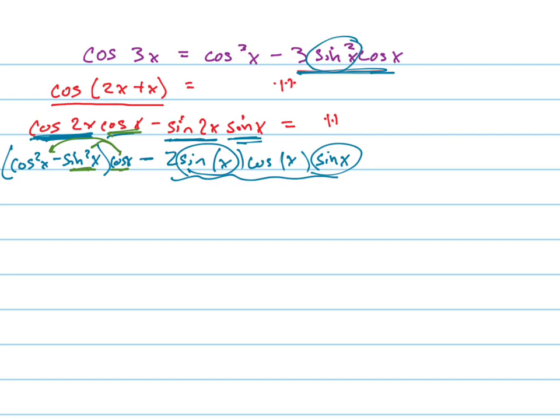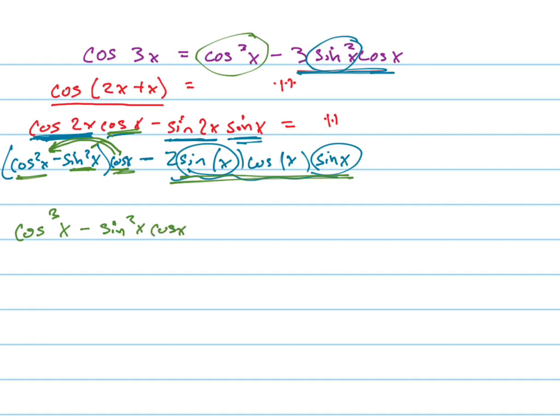I'm going to get negative sine squared x cosine x. And I already had negative 2 of them right here. So again, I'll just show you that as I do it. So multiply this by the cosine, and what am I going to get? What's cosine x times cosine squared x? Cosine cubed x. Hey, that's what I wanted. And what's cosine x times negative sine squared x? It's negative sine squared x cosine x.